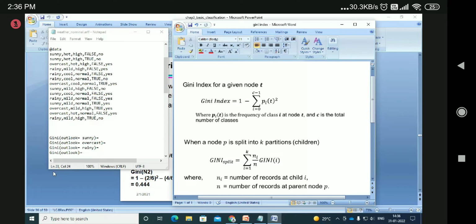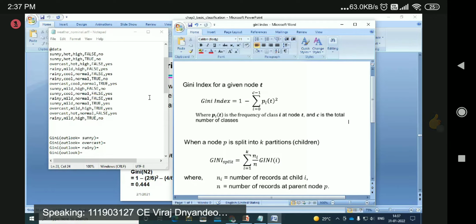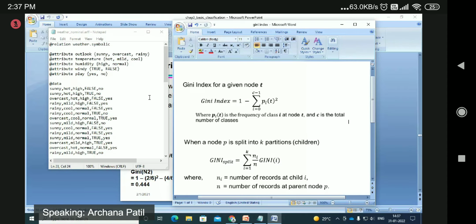I have just put the formulas over here, the Gini index that we are referring to. So at the parent node, you can see the two files, right? Can someone respond? Yes, ma'am. This is one ARFF file, that is attribute relation file format. This is one of the ways in which you can represent the data set.